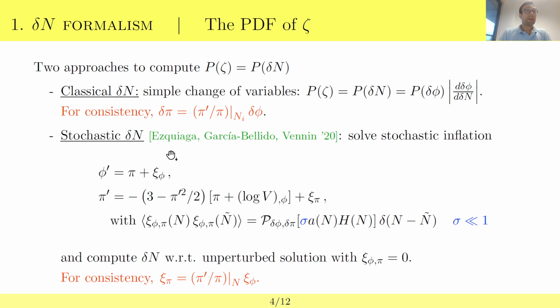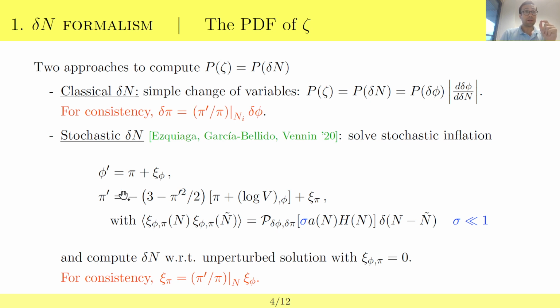So even if delta phi is Gaussian, as we will assume, the PDF of zeta will be non-Gaussian because of nonlinearity. The stochastic delta N formalism is a bit more convoluted because in this case we use the stochastic formalism of inflation to solve the dynamics of the field with the usual equations supplemented with these stochastic noise terms that account for the backreaction of short wavelength modes when they become superhorizon and kick the background, with a variance that is proportional to the power spectrum of inflaton and momentum perturbations.